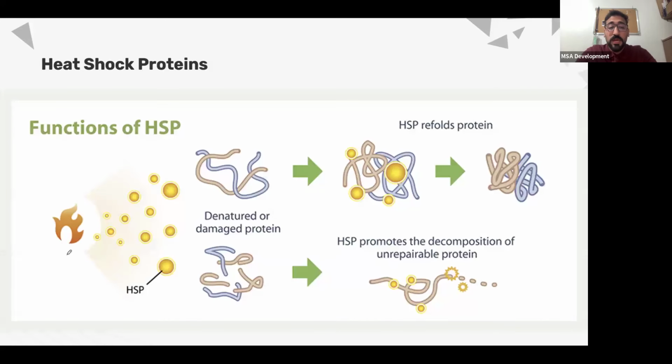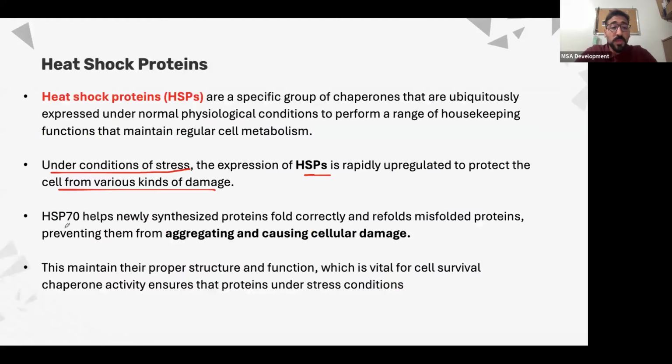So we can see it over here. If we have any stressors, there will be upregulation of a regulatory protein, a chaperone called heat shock protein, and this heat shock protein will take this denatured or misfolded protein and repair it. I mentioned that chaperones are important because they make the environment suitable for the folding of proteins and the repair of misfolded proteins. Now, HSP70 helps newly synthesized proteins fold correctly and refolds the misfolded proteins for repair, and it prevents them from aggregating and causing cellular damage.